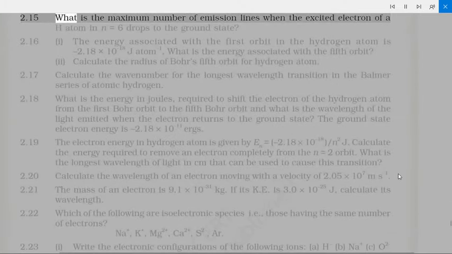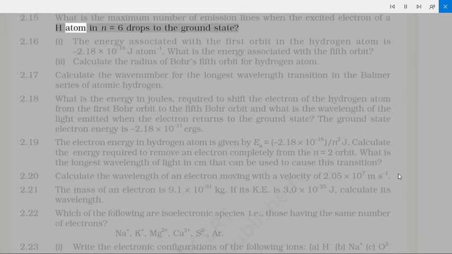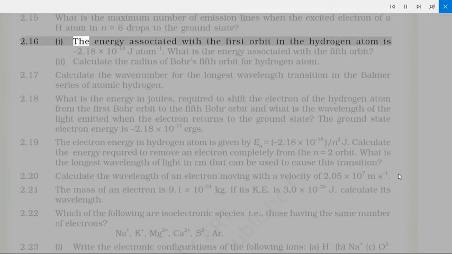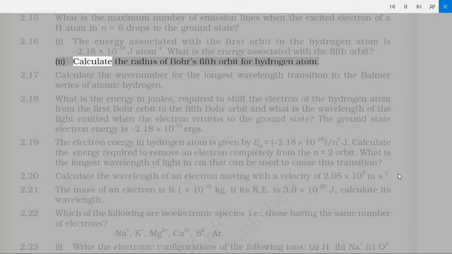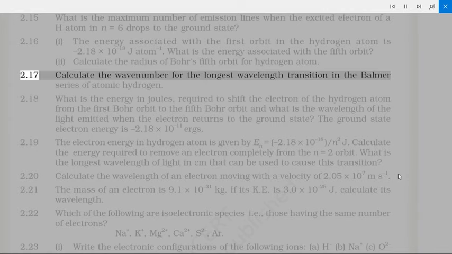2.15 What is the maximum number of emission lines when the excited electron of a H atom in n = 6 drops to the ground state? 2.16 (i) The energy associated with the first orbit in the hydrogen atom is -2.18 × 10^-18 J atom^-1. What is the energy associated with the fifth orbit? (ii) Calculate the radius of Bohr's fifth orbit for hydrogen atom. 2.17 Calculate the wave number for the longest wavelength transition in the Balmer series of atomic hydrogen.